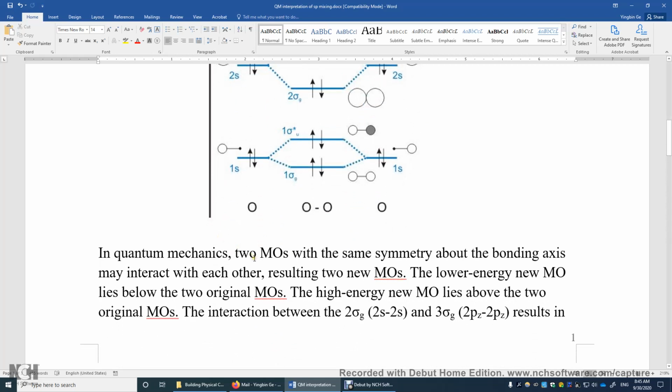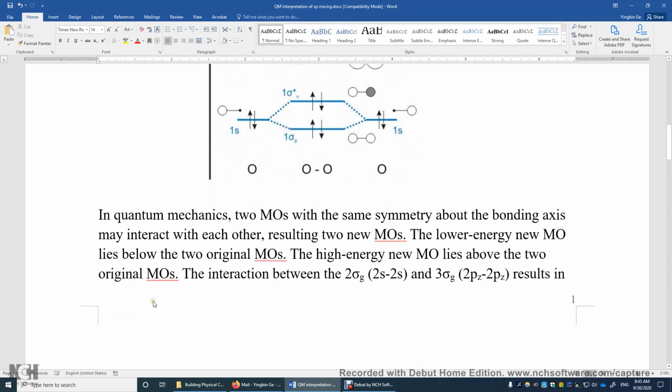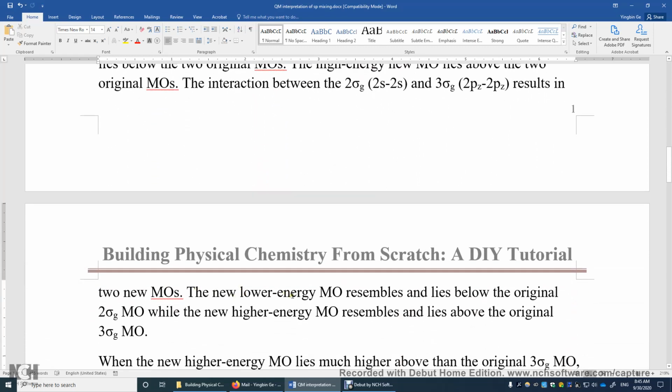And if they mix, they can generate two new MOs. The two new MOs will have different energies from the two original MOs. Among the two new MOs, the higher energy one will lie above the two original MOs. The new lower energy MO will lie below the original two MOs. The higher energy MO will resemble the original higher energy MO, and the new lower energy MO will resemble the original lower energy MO. So those are quantum mechanical phenomena.